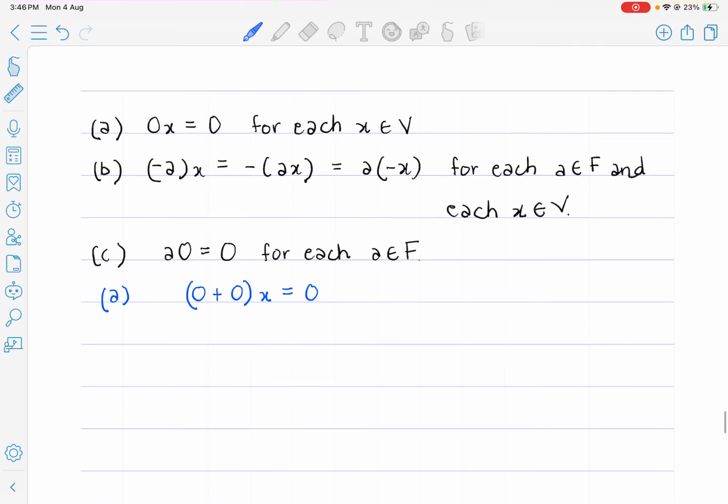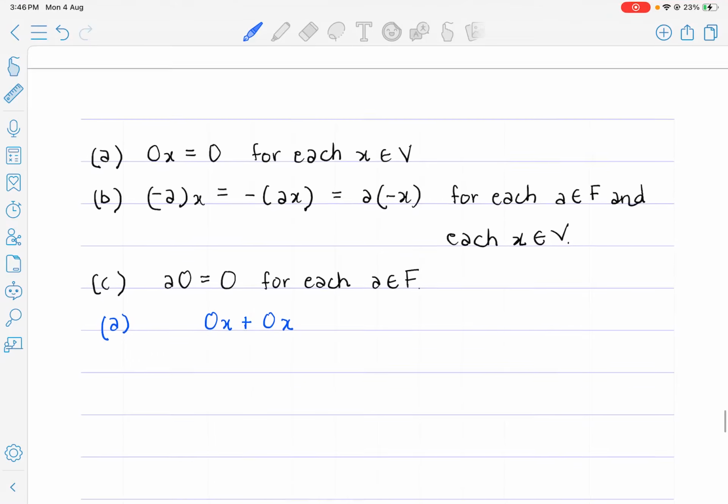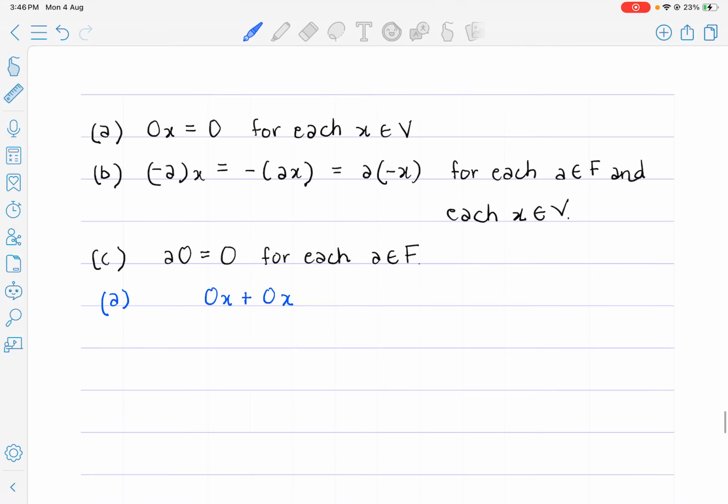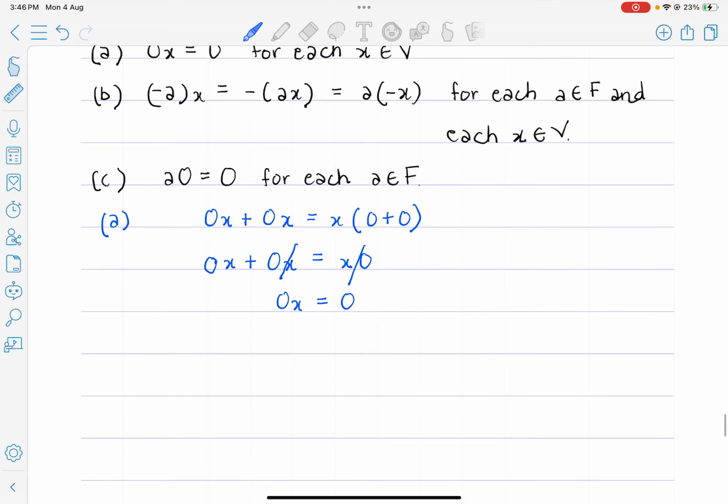How do we do this one? 0x is equal to 0. So what I will do is 0x plus 0x, which is (0 plus 0)x. Now 0 plus 0 is 0, so this will give us 0x. So this gives 0x plus 0x equals 0x. Now you can cancel, so that 0x is equal to 0.